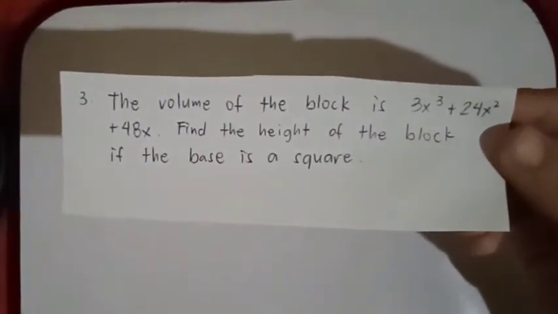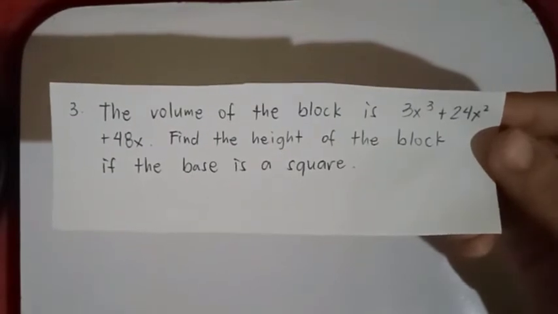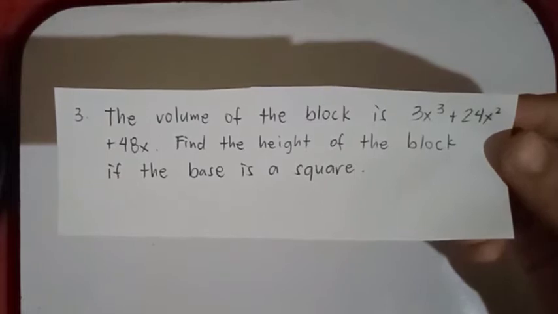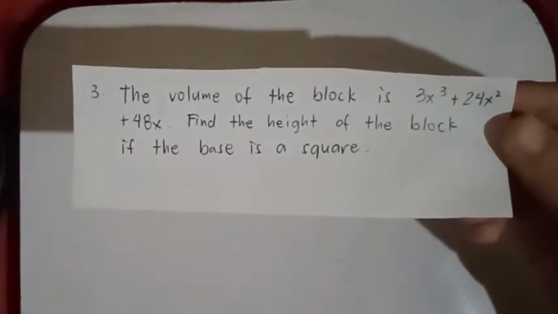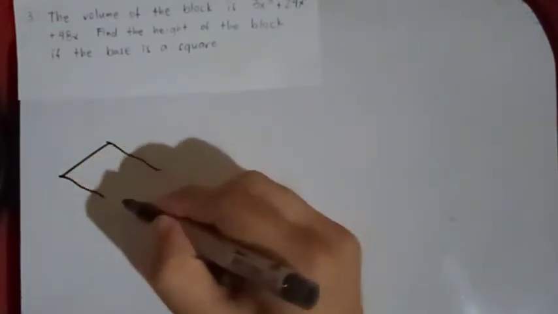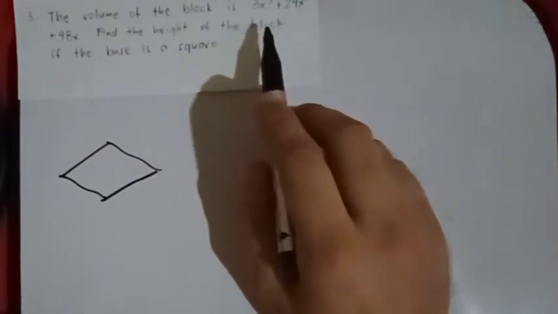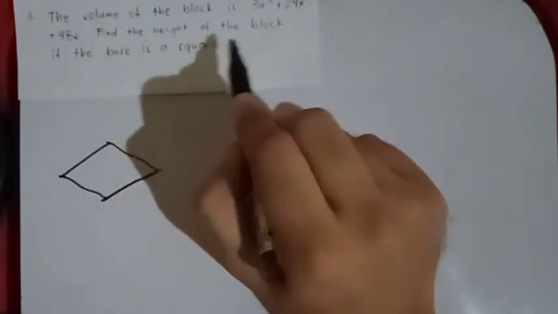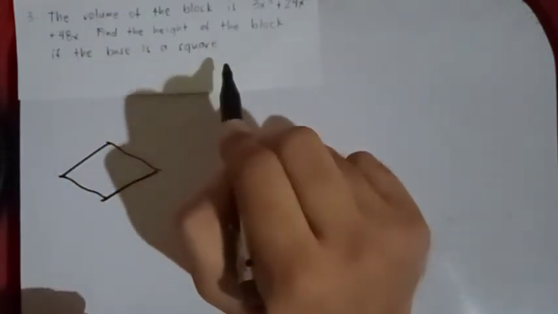The volume of the block is 3x cubed plus 24x squared plus 48x. Find the height of the block if the base is a square. So let us analyze the problem first, no? So meron tayong block, parang shape siya ng box, no? Halimbawa ito yung bloke. Yung volume niya is 3x cubed plus 24x squared plus 48x. Find the height of the block if the base is a square.